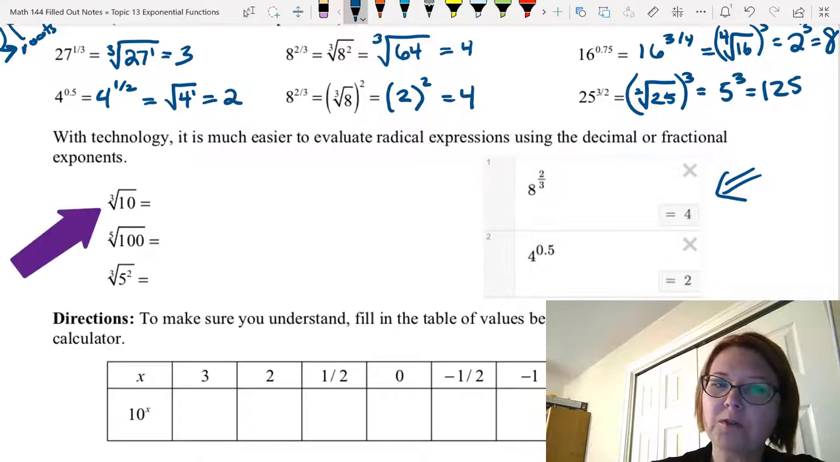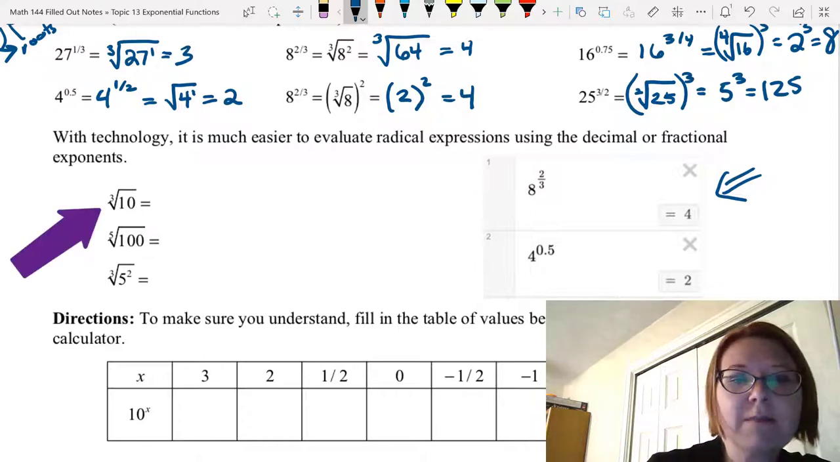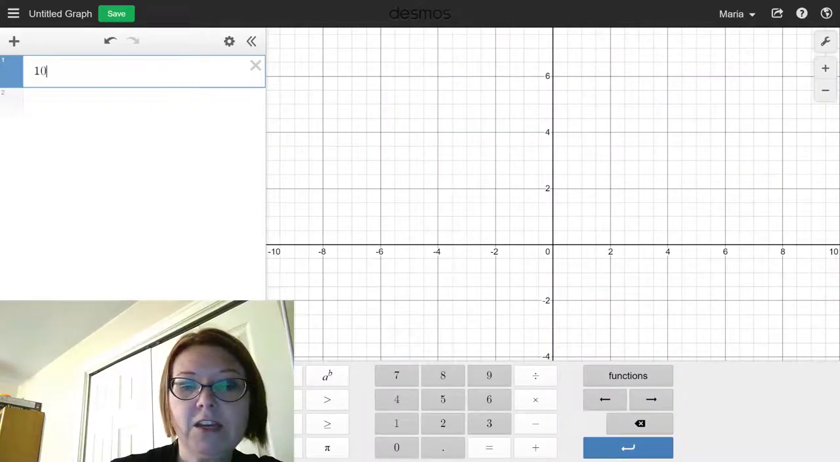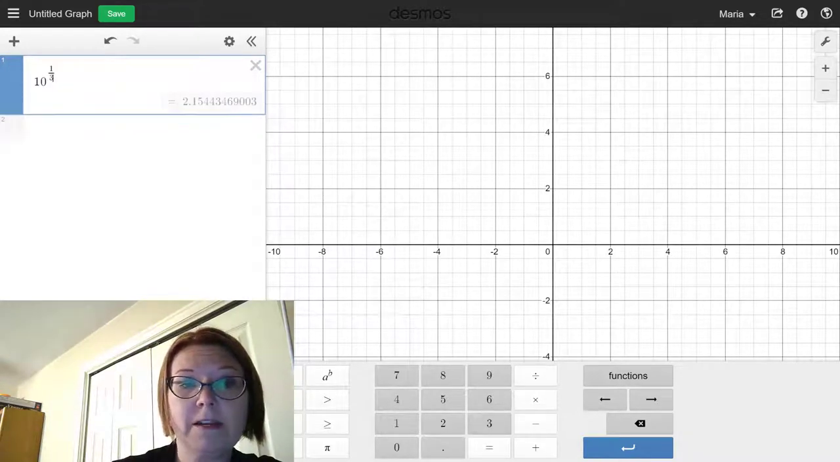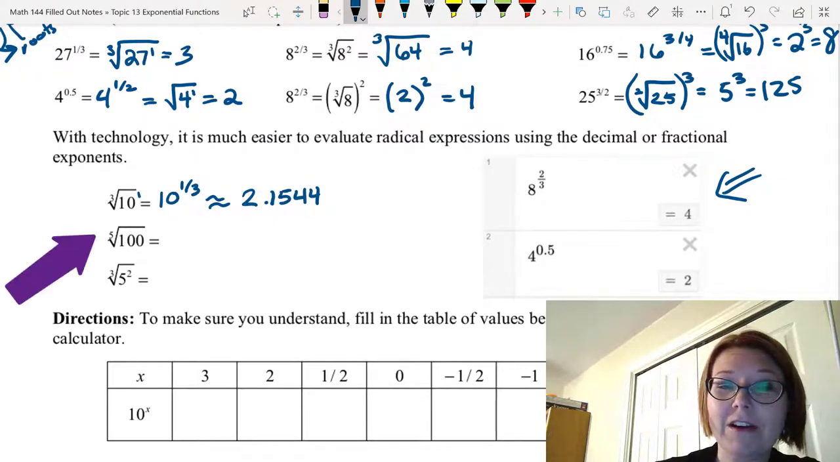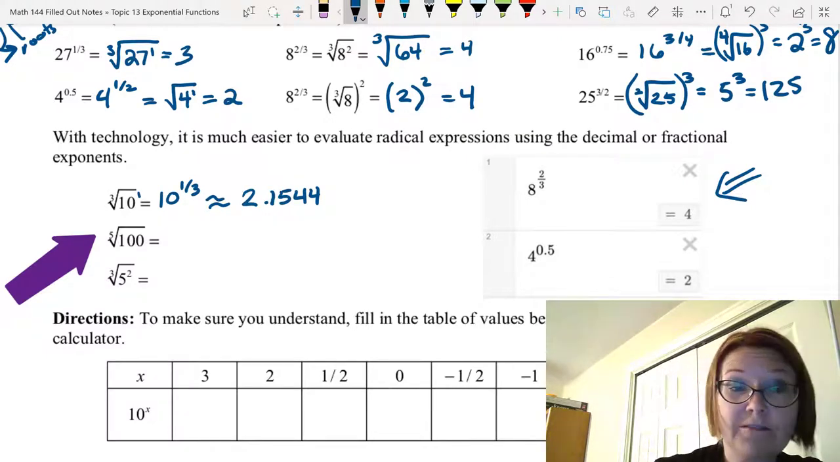So the cube root of 10 would be the same thing as 10 to the 1/3 power. The power on 10 is 1, and the root on 10 is 3. So we would simply evaluate 10 to the 1/3. So we'll type 10, use the A to the B button, and then type 1 divided by 3. And that gives us 2.1544, rounding.